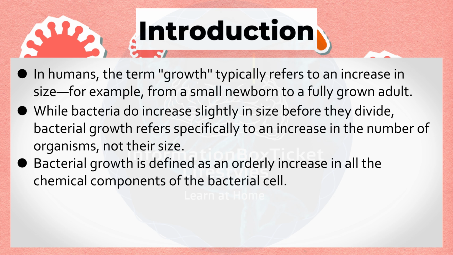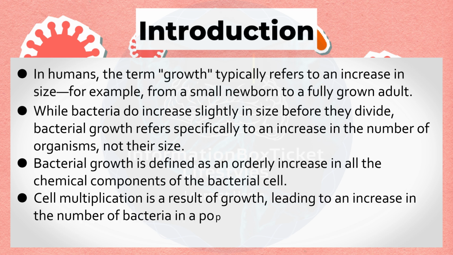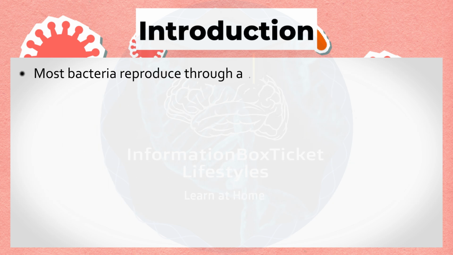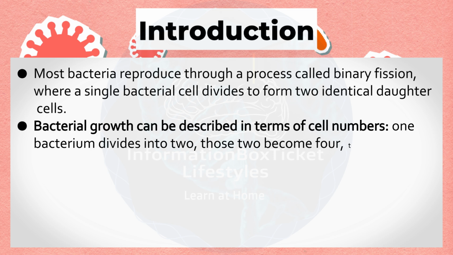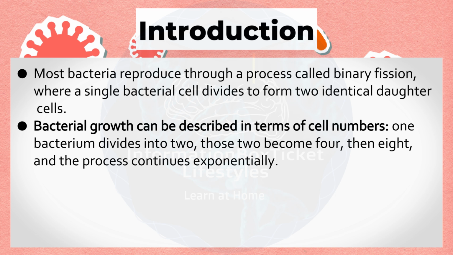Bacterial growth is defined as an orderly increase in all the chemical components of the bacterial cell. Cell multiplication is a result of growth, leading to an increase in the number of bacteria in a population or culture. Most bacteria reproduce through a process called binary fission, where a single bacterial cell divides to form two identical daughter cells. Bacterial growth can be described in terms of cell numbers. One bacterium divides into two. Those two become 4, then 8, and the process continues exponentially.